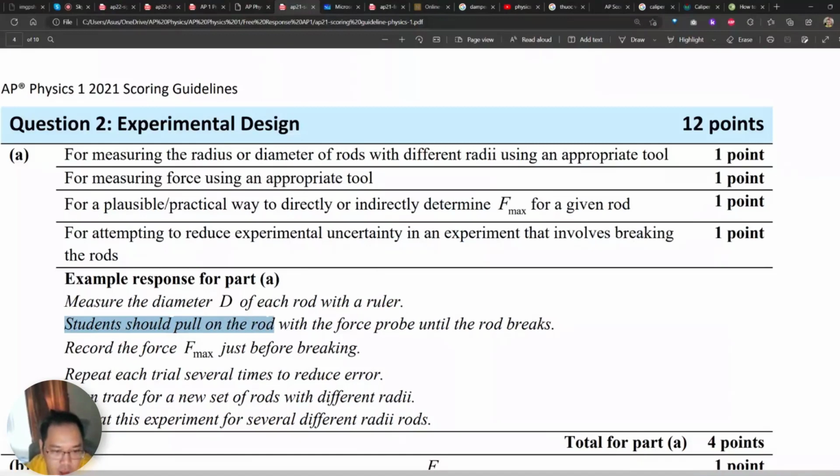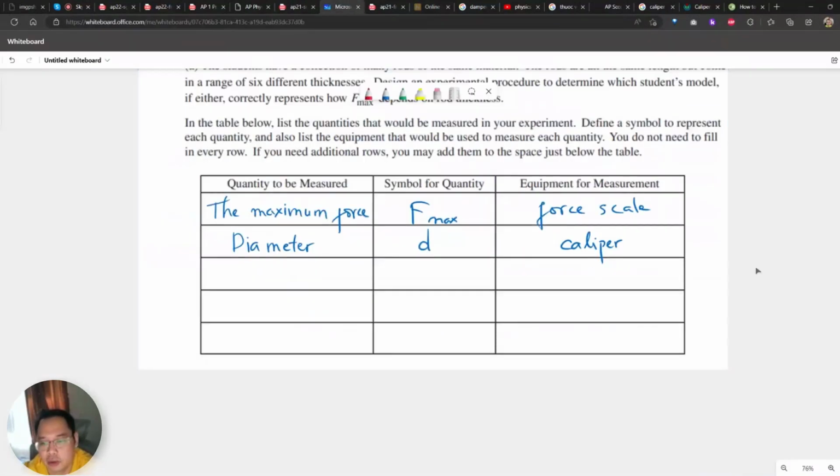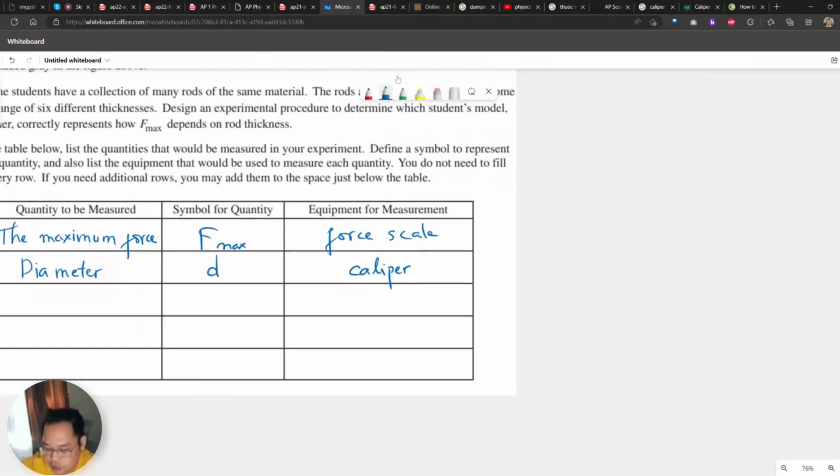Yes. Students should pull on the rod with the force probe. Force probe is simply just another word for the force scale. Okay, until the rod breaks. Record the maximum force just before breaking. Just before breaking, you need to increase the force slowly and slowly. But how do you increase that? Okay, here is the way. You attach the force scale on a stand, a ceiling above. Make sure that it is so strong and firm. Okay, and this is the force scale.